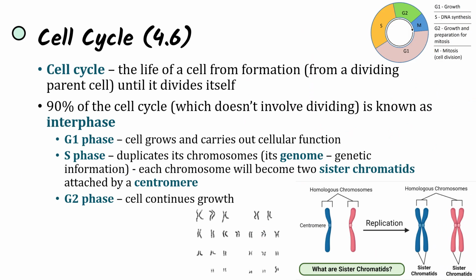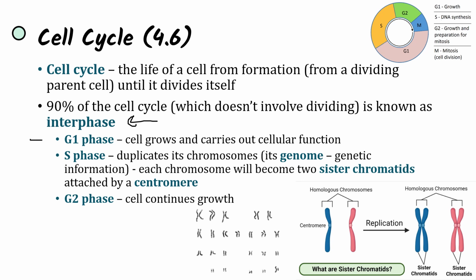Now it's time to talk cell cycle. And cell cycle is the life of a cell from formation, from when it divides from a parent cell until it divides itself. And 90% of the cell cycle, which isn't going to involve dividing, is known as interphase. And this is the period between division. And interphase is broken up into 3 parts.